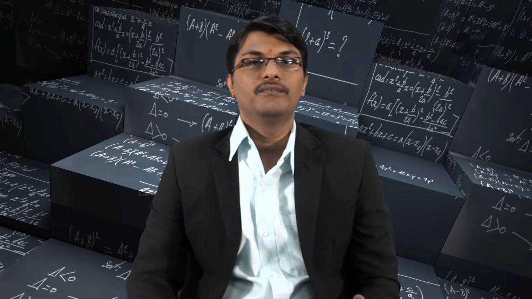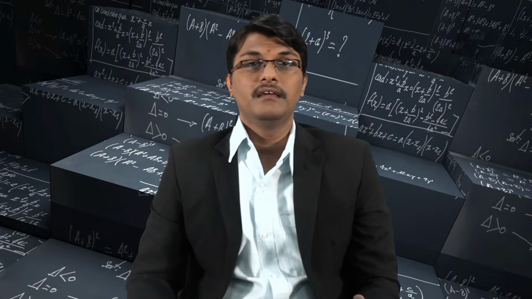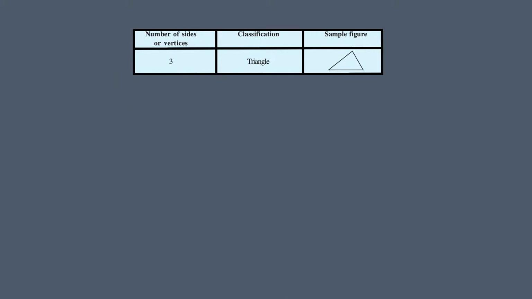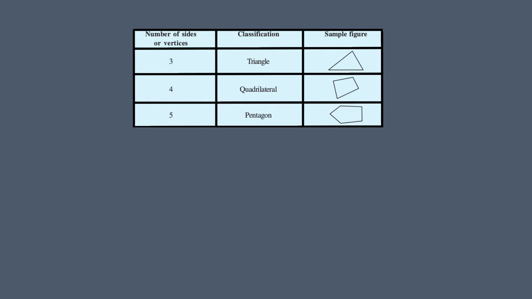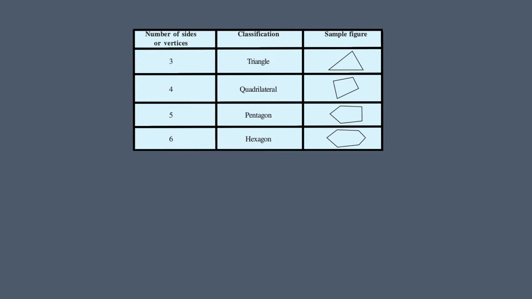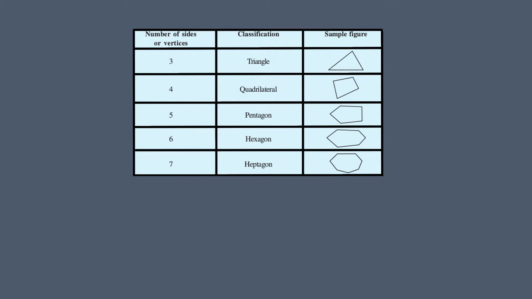Let's see what we call polygons with 3, 4, 5, 6, 7, 8, 9 and 10 sides. A 3-sided polygon is called, yes, you are right, a triangle. A 4-sided polygon is called a quadrilateral. A 5-sided polygon is called a pentagon. A 6-sided polygon is called a hexagon. A 7-sided polygon is called a heptagon.